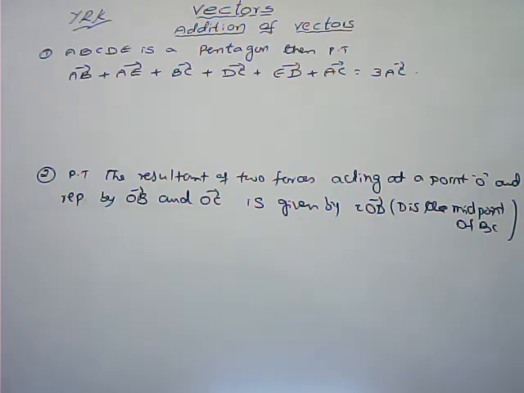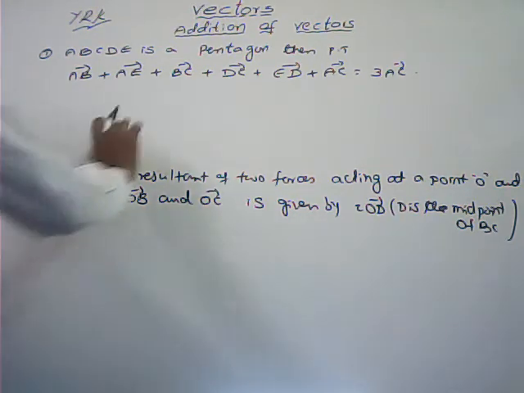Now, ABCDE is a pentagon. Then prove that AB bar plus AE bar plus BC bar plus DC bar plus CD bar plus AC bar equals 3 into AC bar. This one we have to prove.